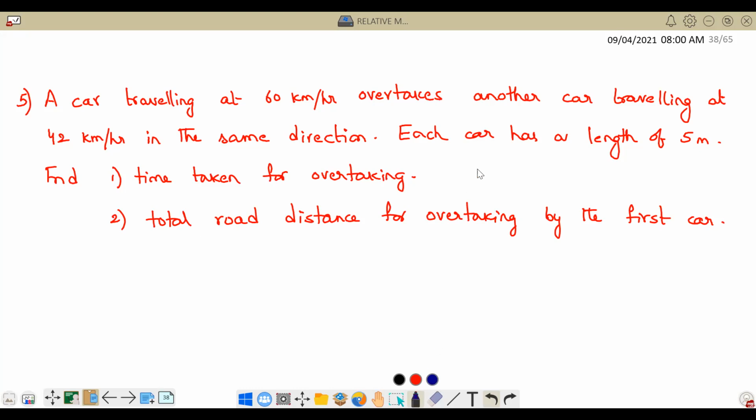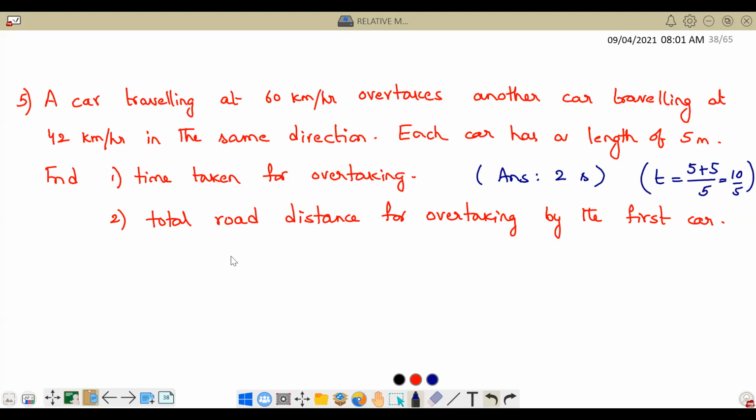So the first answer I am giving is very easy. The time is equal to 2 seconds, because the total length is 5 plus 5. Whenever they are traveling in the same direction, you just have to subtract. 60 minus 42, how much? 18 kilometers per hour. If you convert into meters per second, 18 times 5 by 18 is 5. So 10 by 5 is 2 seconds. Directly we will get the answer.